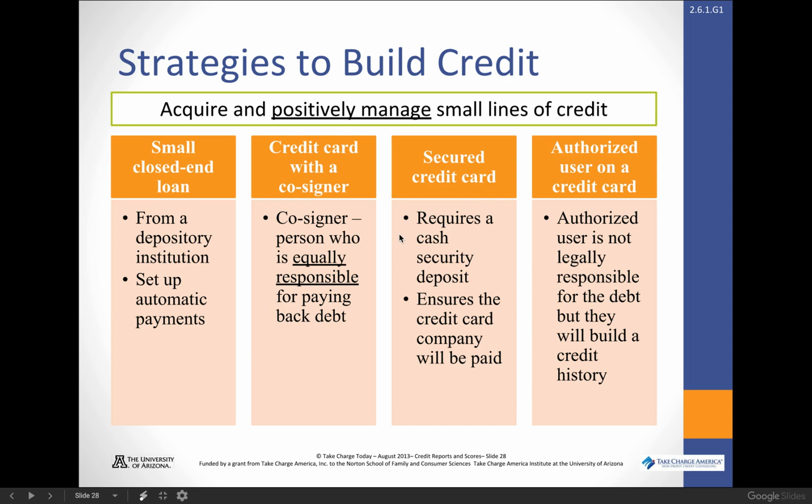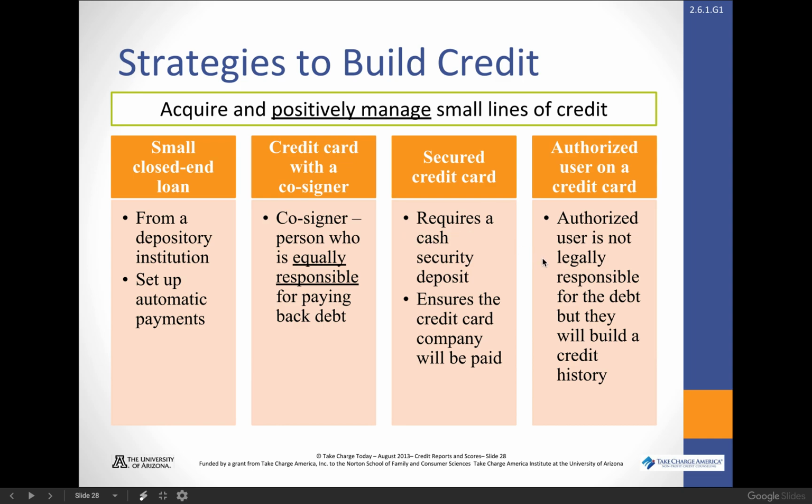You could open what we call a secured credit card. And so a secured credit card is kind of halfway between a debit card and a credit card. So you're going to have a security deposit on it. You'll have to have some cash up front. And that cash up front makes sure that the credit card company will get paid if you stop making your monthly payments. But you're still going to be building actual credit. So this is a really good way if you have some money right now, but you can't get a regular credit card because you don't have a cosigner. You could maybe open a secured credit card and start building that credit in a more manageable way.